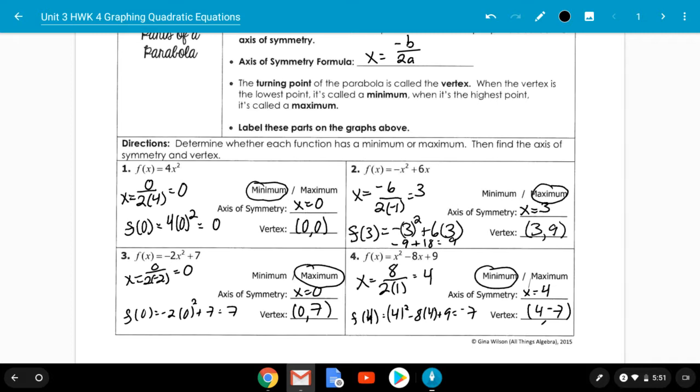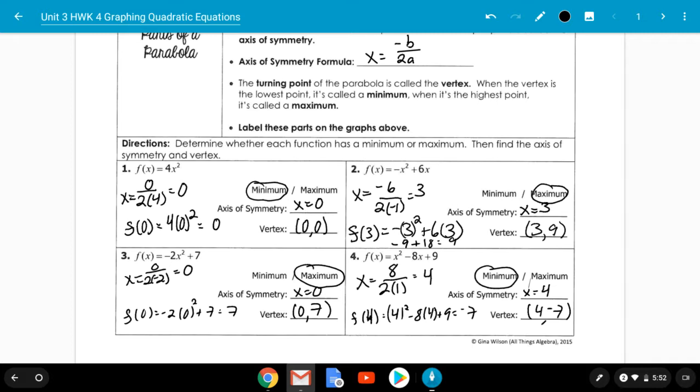So with numbers 3 and 4, number 3, this parabola would be a maxima here because a is negative. Axis of symmetry would be 0 over 2 times negative 2, which is 0. So when I plug that back into my function, my vertex is 0, comma 7. For number 4, since a is positive, it's a minimum. B is negative 8, but since the axis of symmetry formula is negative b, negative times negative is positive. So positive 8 over 2 times 1 would give me 4 here. And then to get the vertex, I plug in 4, and I get negative 7 as my y for my vertex, so 4, negative 7.